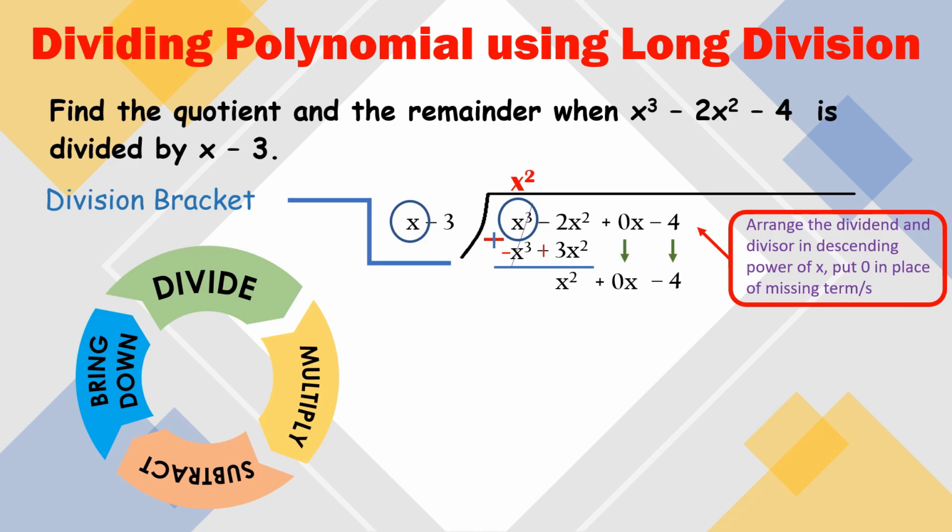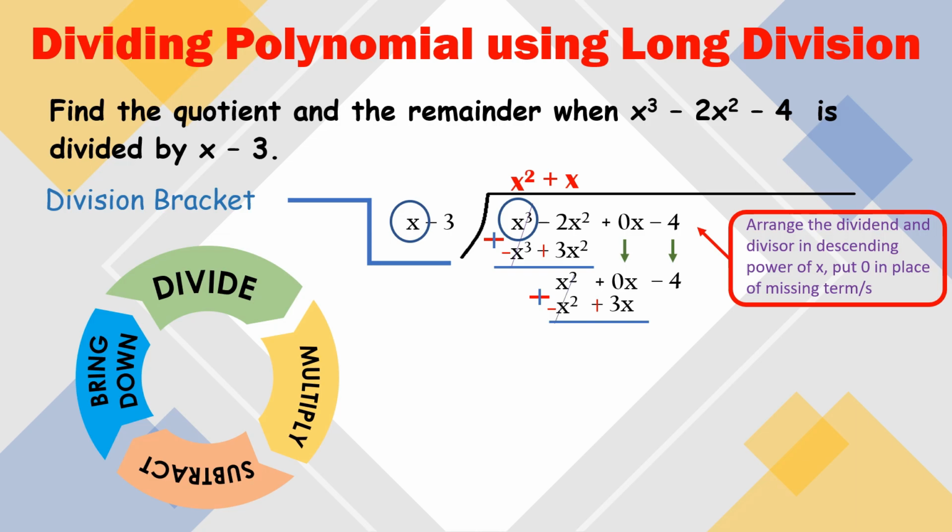and negative 4. Then after this, we're going to go back to divide process, dividing the leading terms of your polynomials. So x squared divided by x will give you x. Then proceed to multiply. So x times x minus 3 will give you x squared minus 3x. Then after multiply, you're going to subtract again. So since we're subtracting, we have to change the sign of the subtrahend, then proceed to addition. Then we're going to add this.